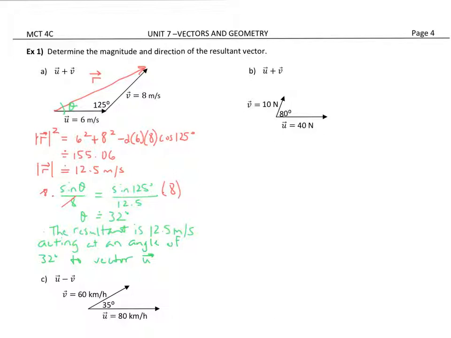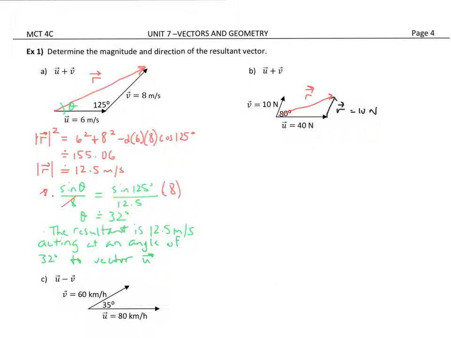To be able to add those, I want to pick up vector v and join it to the head of vector u. So I'm going to try and draw vector v. It has to go in the same direction as it is and be roughly the same magnitude. So that was my attempt at drawing vector v to look exactly like the other vector v, which is 10 newtons. My resultant vector then is going to go from the tail of the first to the head of the last. And there we are with our resultant.